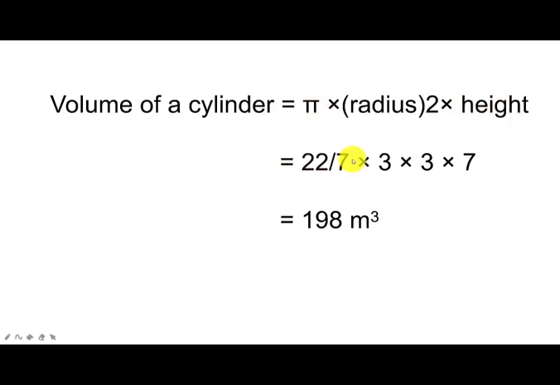The value of pi is 22 by 7. Radius 3 into 3, height is 7. So if you calculate the volume of the cylinder, you will get 198 meter cube. Because this is the volume, you have to notice the unit, meter cube.